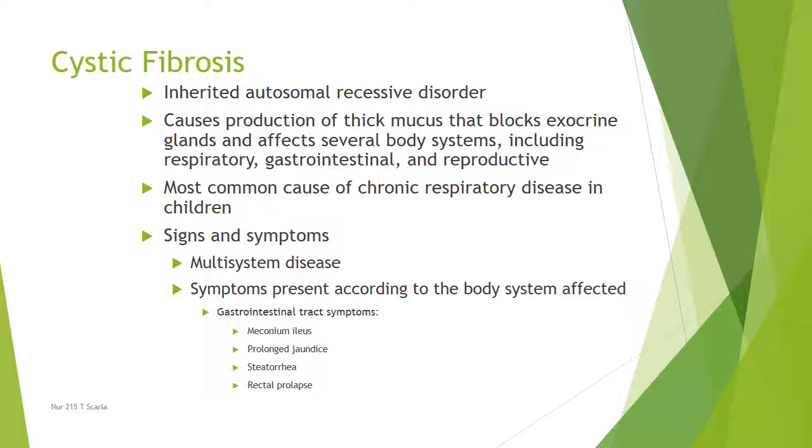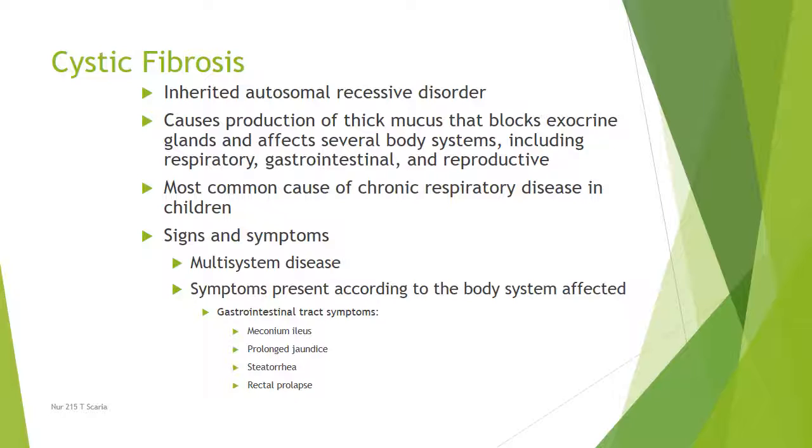Next topic is cystic fibrosis. It is an inherited autosomal recessive disorder which causes production of thick mucus that blocks exocrine glands and affects several body systems including respiratory, gastrointestinal, and reproductive. One of the most common causes of chronic respiratory disease in children is cystic fibrosis. The signs and symptoms, as I mentioned already, it is a multi-system disease. It affects almost all the systems, and the symptoms present according to the body systems affected.